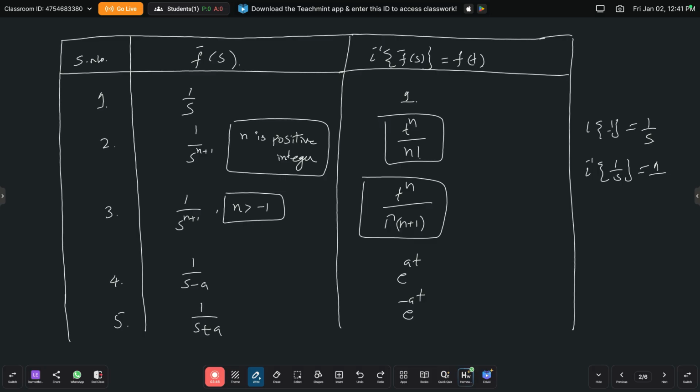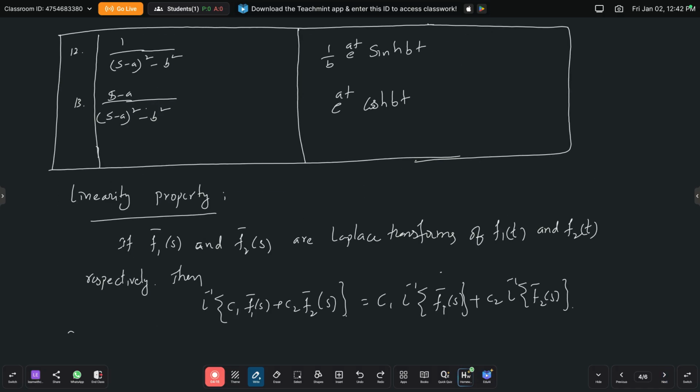Next, L inverse of 1 by s minus a: if you have a minus here, in the answer you write plus. L inverse of 1 by s minus a is e power at. L inverse of 1 by s plus a is e power minus at. If you have a minus here, you write plus, and if you have a plus here, you write minus.